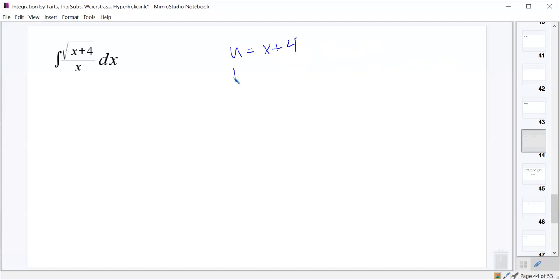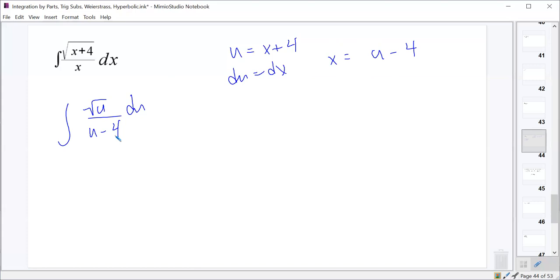If u is x plus 4, du is just dx, right? And x is then going to be u minus 4. So let's see what happens if we do that. We have an integral of root u du over u minus 4. Okay. Now what? I don't know. I was just asking if it was possible. Yeah, certainly it's possible. We just did it.